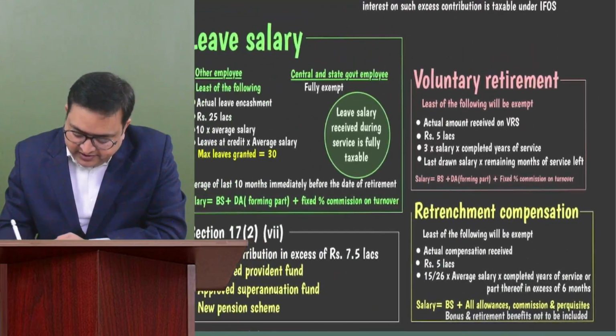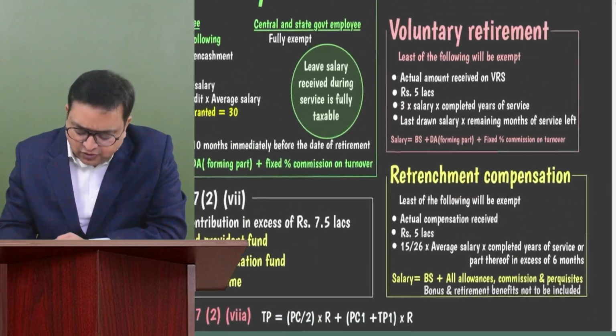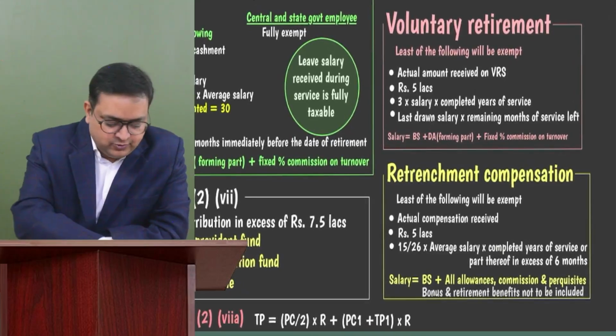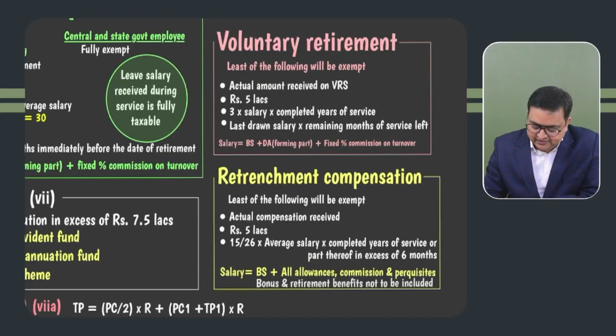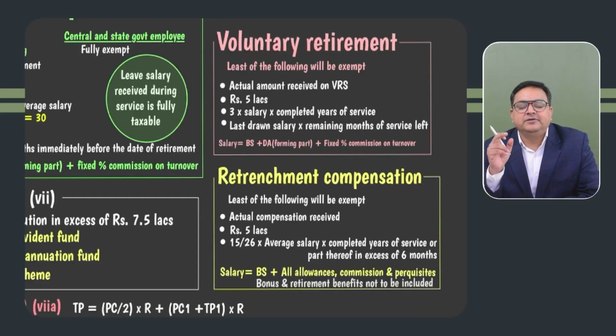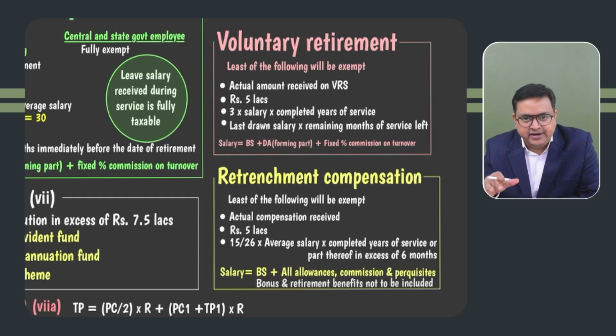Then voluntary retirement and retrenchment are not so important, but still let me quickly revise them also. VRS, if the person is getting a VRS and he is receiving a lump sum amount on his voluntary retirement, this could also be exempt up to a certain limit. What is the limit? Actual amount received on VRS, or rupees 5 lakh, or 3 into salary into completed years of service, whatever the years which he has worked for. So 3 into salary.